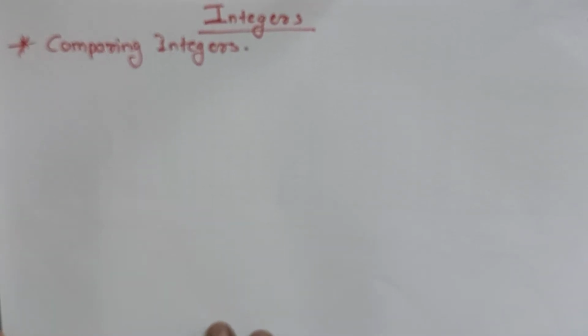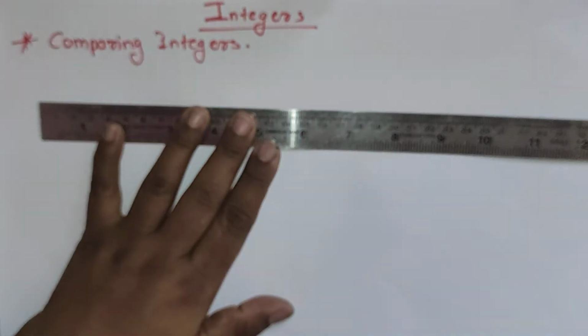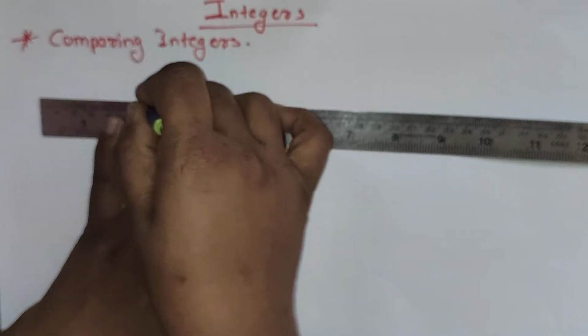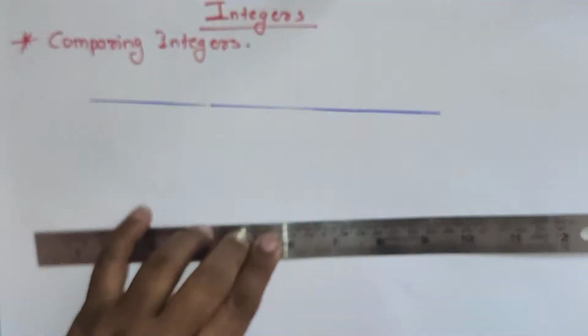Hello children, in continuation with the integers, today we will see comparing integers. For that we will draw a number line here. So here is the number line.